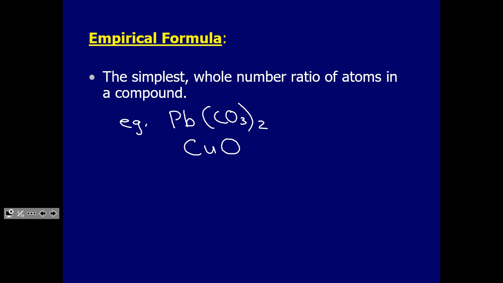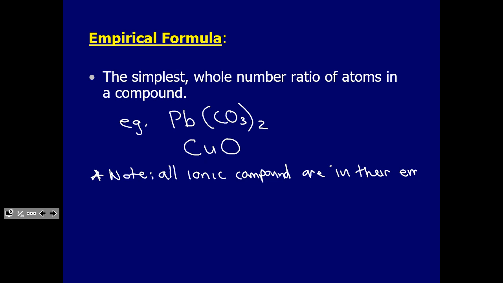So I'm going to make a little note of this. Note, all ionic compounds are in their empirical formula. I spell empirical wrong all the time. By definition, ionic compounds, when we cancel out any common factors, result in their empirical formula.